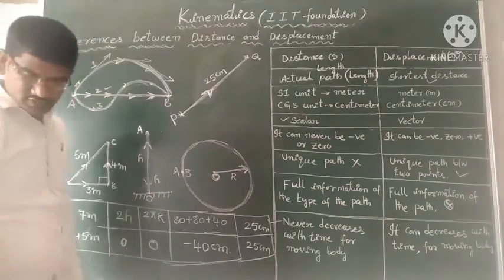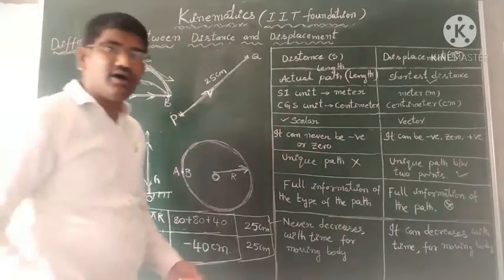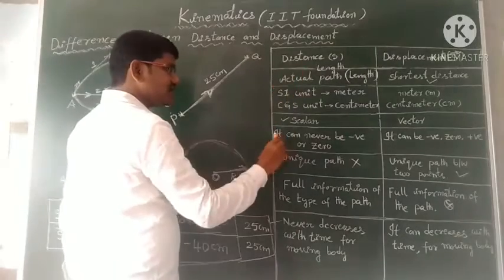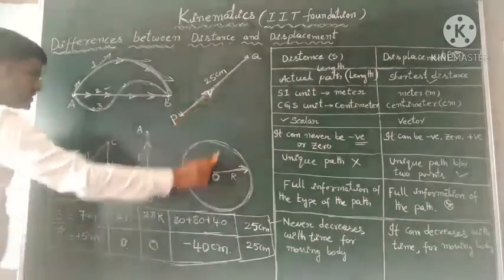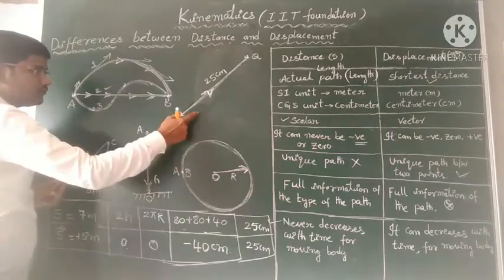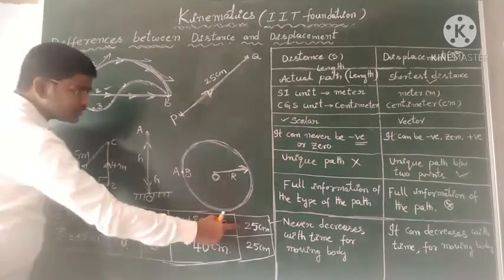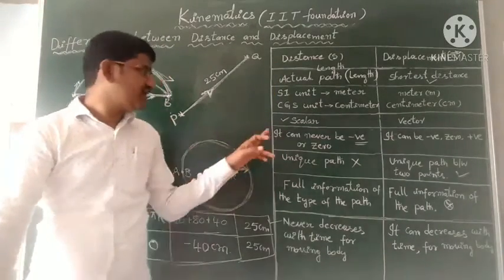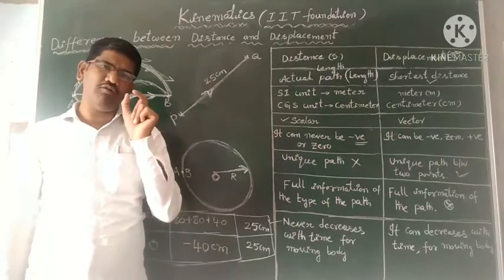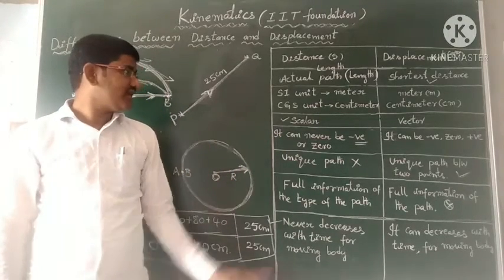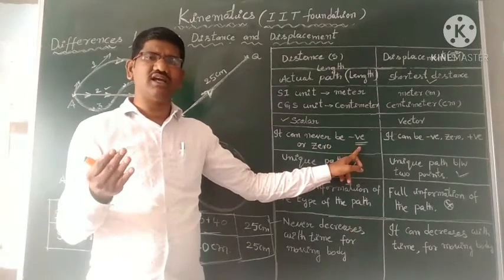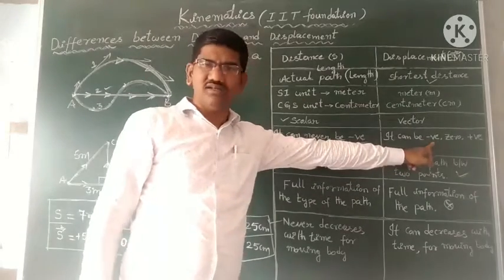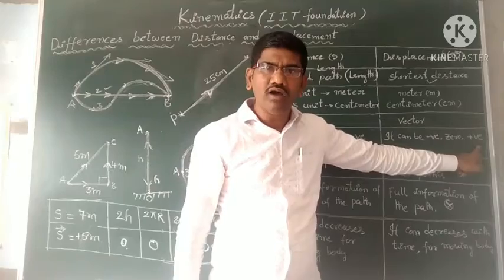So now see another important point I forgot to mention here. See my dear students, distance can never be negative. See in any situation 1, 2, 3, 4, 5, we did not get any negative value. It is always positive for a moving body. There is no chance of negative and no chance of zero also. And displacement can be negative, zero or positive.